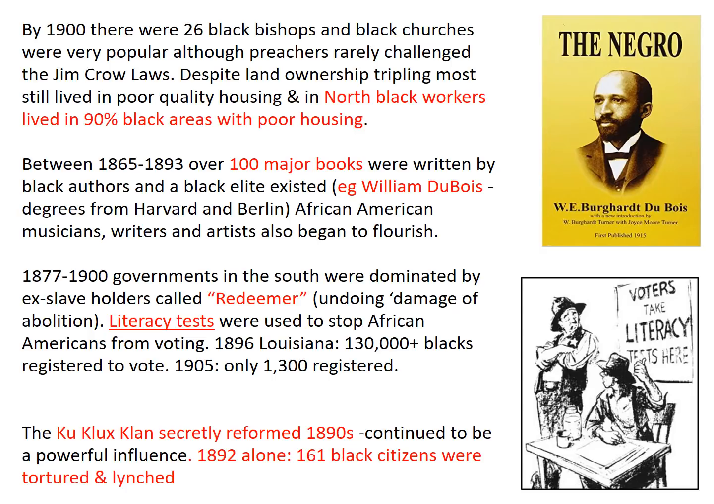By 1905, through intimidation, only 1,300 are actually still registered, and that's largely because of organisations like the Ku Klux Klan, who were secretly reformed in the 1890s and intimidated black voters and anyone willing to push black votes. And in 1892, a horrible example, we have 161 black citizens being tortured and lynched in one single year alone.